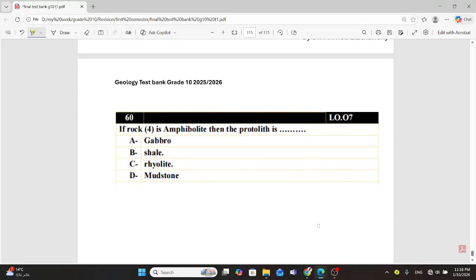طيب if rock 4 is amphibolite. تمام. It is metamorphic rock، يبقى then the protolith is gabbro. كانت قبلها gabbro قبل ما تتحول لـ amphibolite.